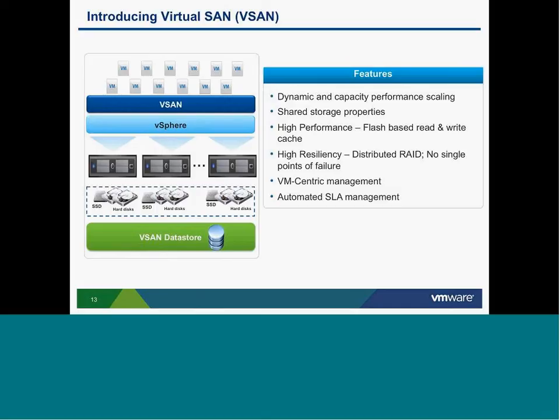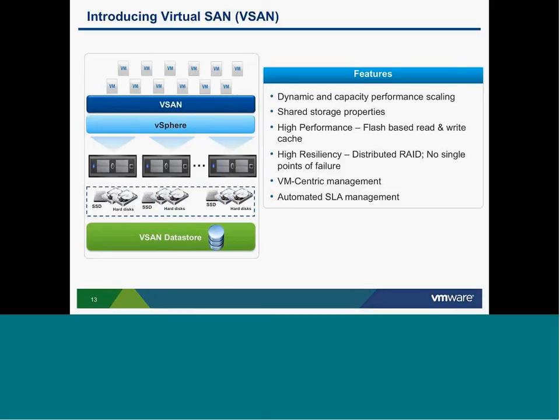vSAN provides shared storage semantics. In order to do so, vSAN implements a distributed RAID algorithm to ensure there is no single point of failure, whether it is SSD failure, magnetic disk failure, a NIC card failure, a host failure, or even a network partition. vSAN leverages flash as a read cache and a write buffer in front of the magnetic disks that act as a persistent store of the data itself.